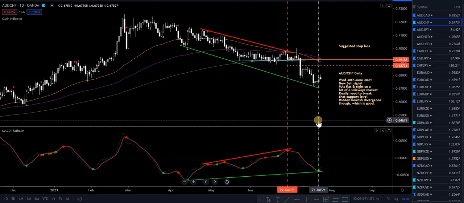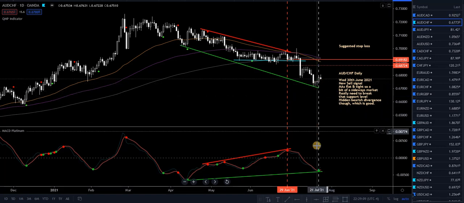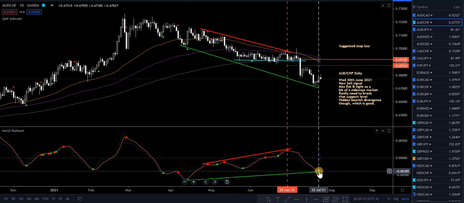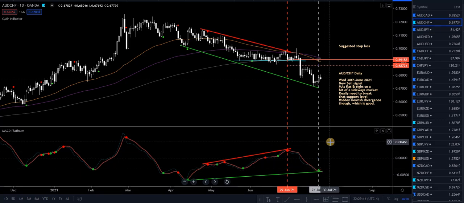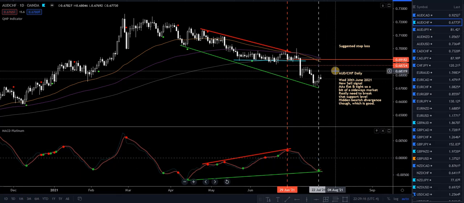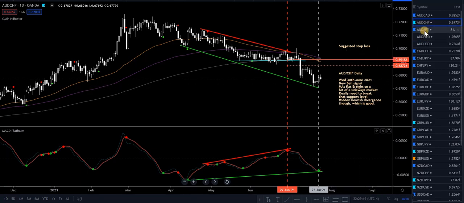Hasn't been confirmed yet. This grey vertical line is just a warning signal. There's a green dot on the MACD Platinum below the zero level. So I'm thinking buys. That's what my mind's thinking. In the meantime, this sell's going all right.